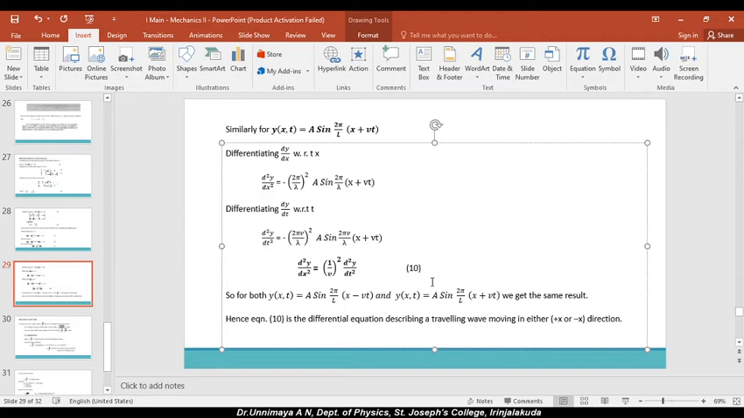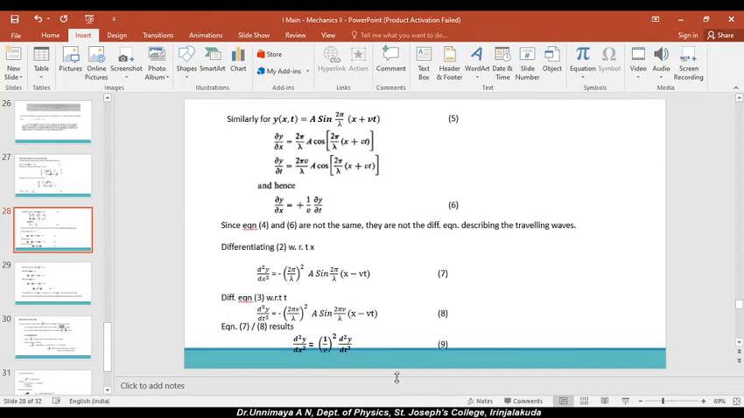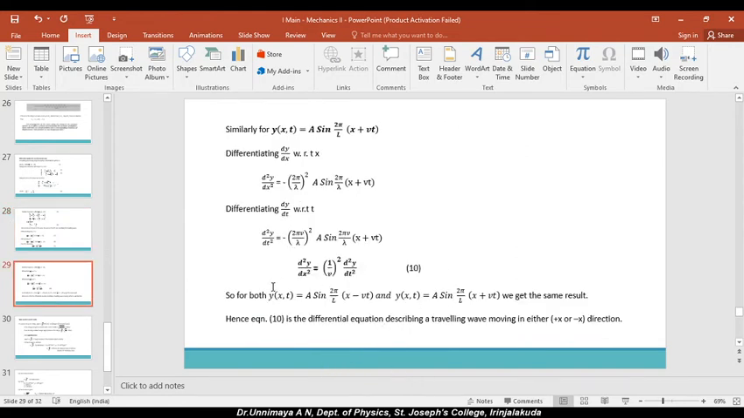So this equation 10 is exactly equal to equation 9. We obtain equation 9 is equal to equation 10. That is, for both the progressive wave moving in the positive x direction and minus x direction, we get the same differential equation. Hence this equation 10 can be considered as a differential equation describing a traveling wave moving in either direction, that is, can be in plus x direction or in minus x direction.